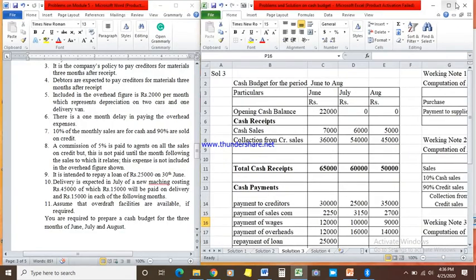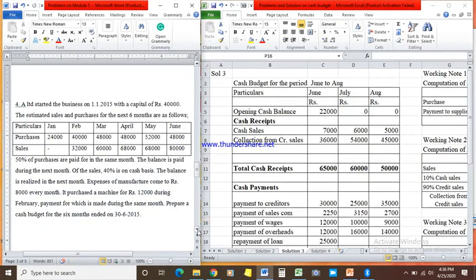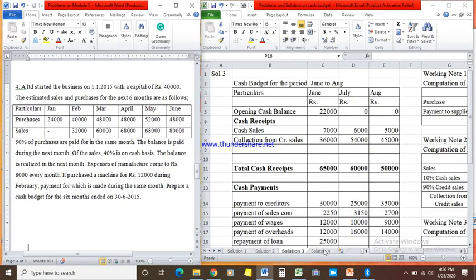Next we are also going to take one more problem, so that we can understand all the aspects of the cash budget. This is about the fourth problem.